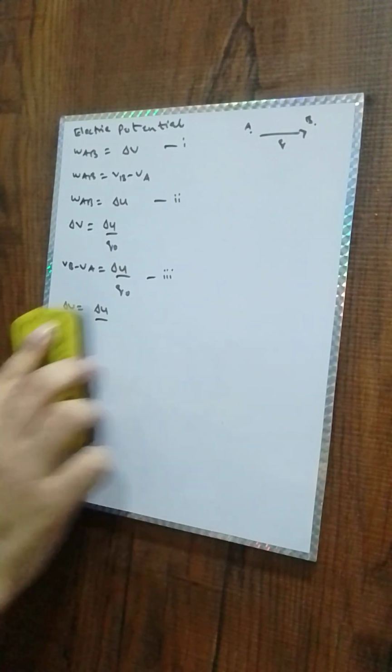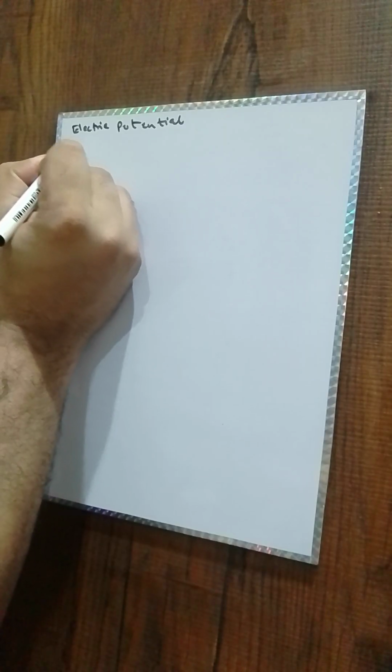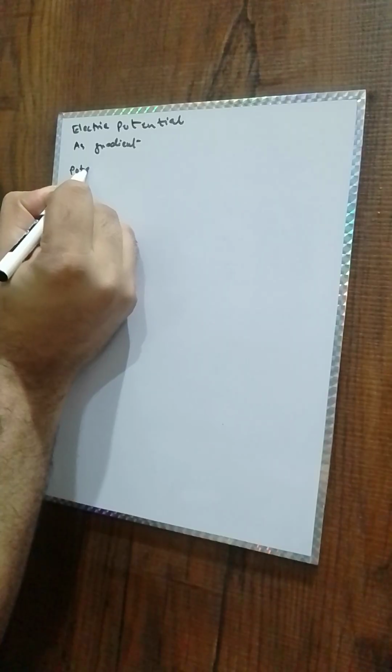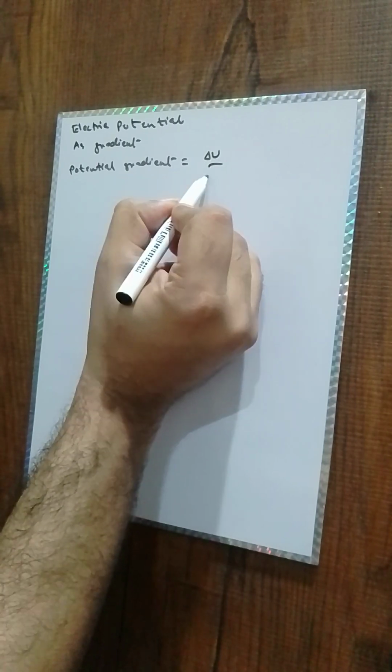Electric potential now is gradient. Potential gradient basically, as we know from theory, is equal to change in potential by change in distance, delta V by delta R. This is worth noticing.